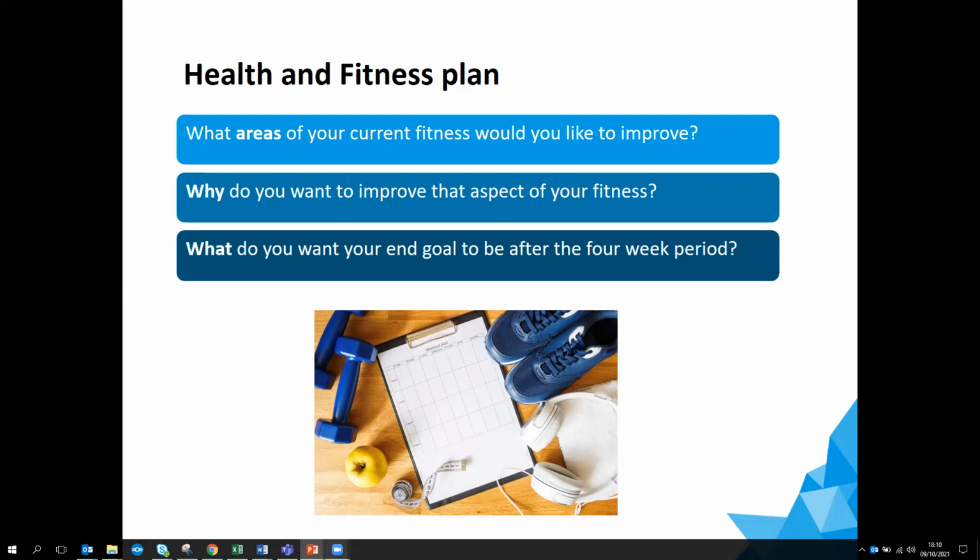Now, it's important to consider an area that really interests you, as it is these targets that form the basis of your 4-week health and fitness plan. And having something that you really want to improve on will give you the focus that you need for this time period.